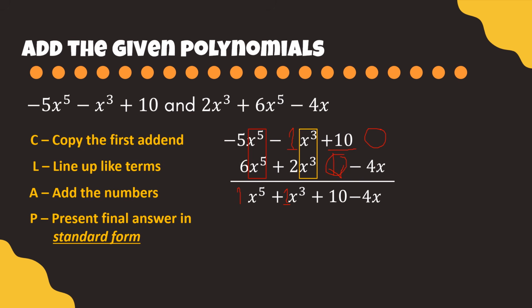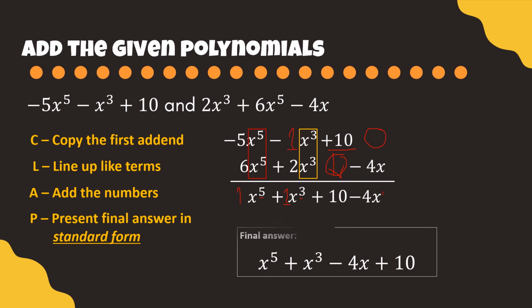If you observe, it is not in proper order. The degree here is 5, followed by 3, and the degree of 10 is 0, and the degree of negative 4x is 1. So let's arrange them as the final answer. We have x raised to 5 plus x cubed minus 4x plus 10. So with the proper order of degrees from highest to lowest, we have now the standard form as your final answer.